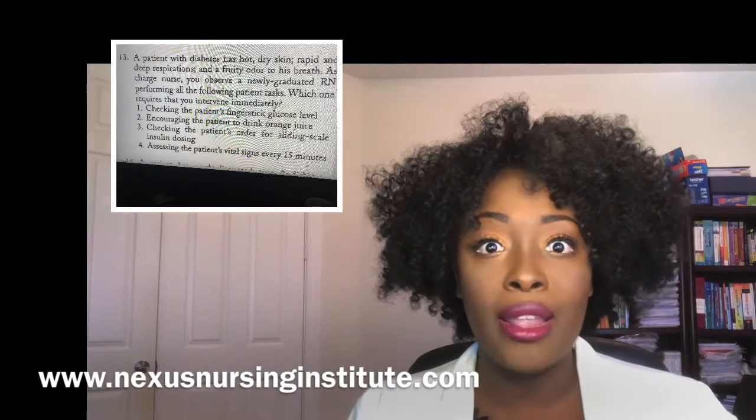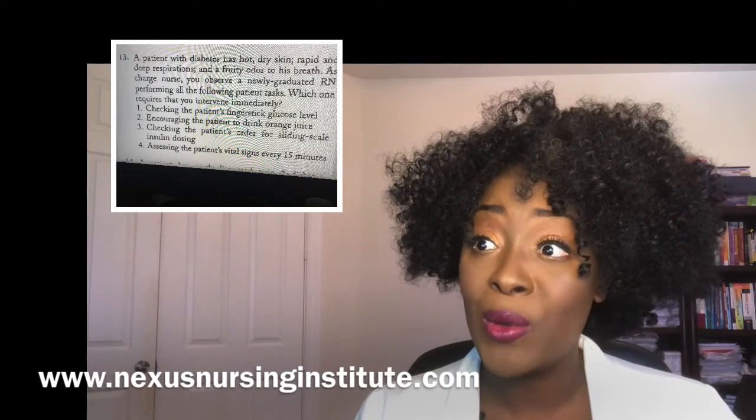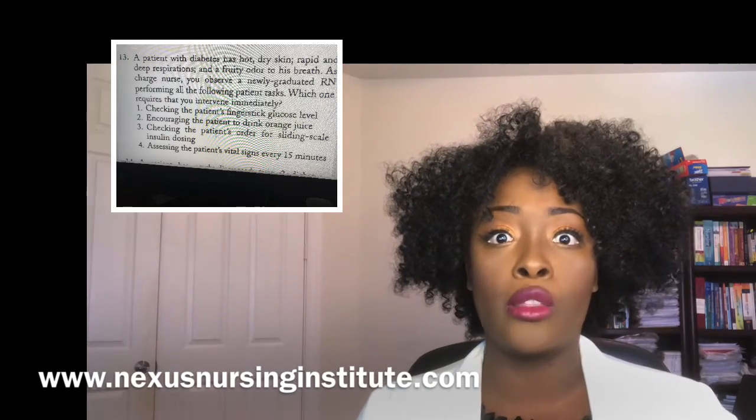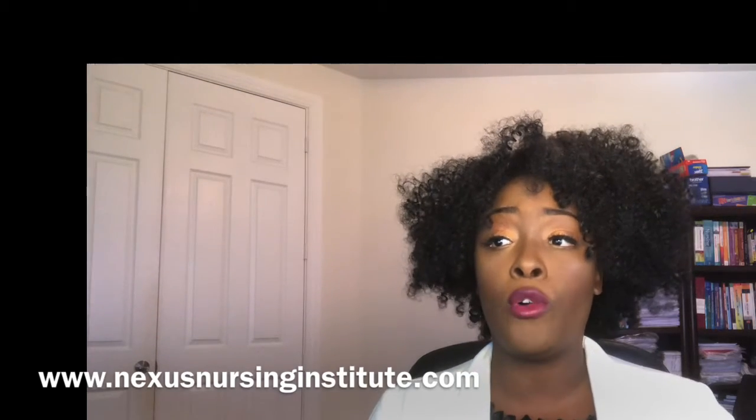So all of those hints are supposed to let you know that this patient's blood sugar is too high. So it's asking you what is the wrong answer. What's the wrong thing to do? The wrong thing to do in this situation is to give the patient orange juice. Their sugar's too high. They don't need orange juice. They need insulin. So all the other answers are correct, which is, of course, check their glucose levels, and we expect it to be high. 3, check the patient's order for sliding scale insulin dosing because they do need insulin. And then 4, assess the patient's vital signs every 15 minutes.